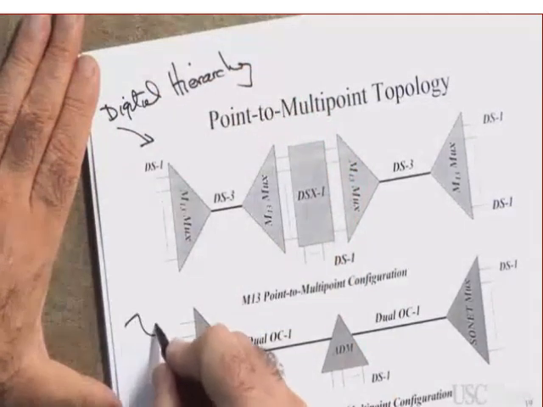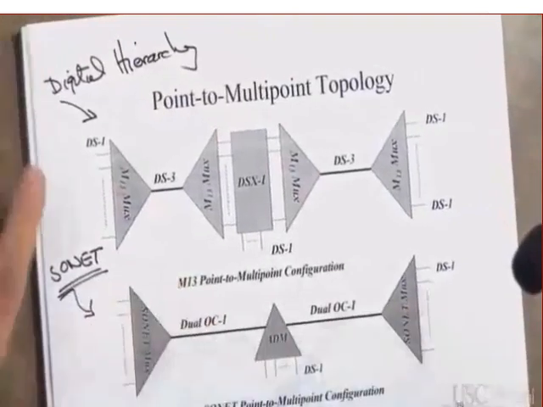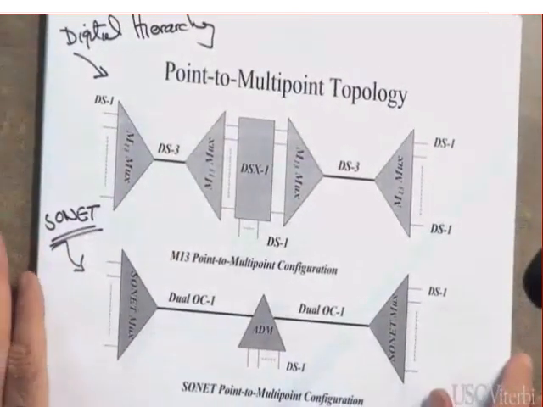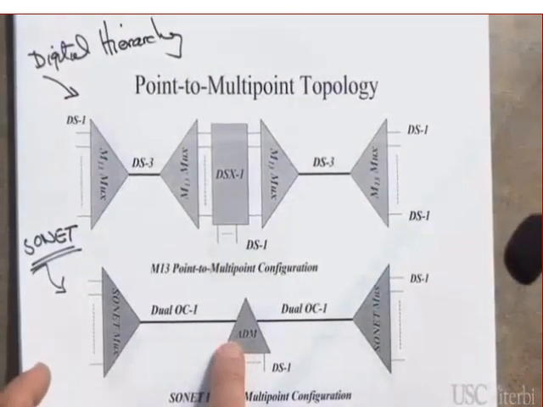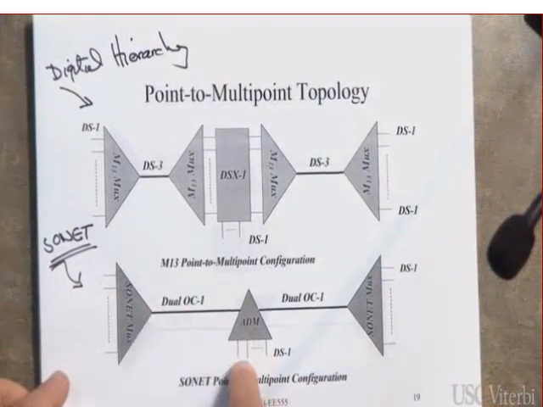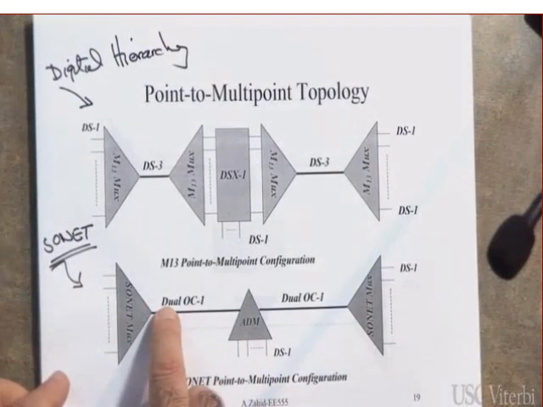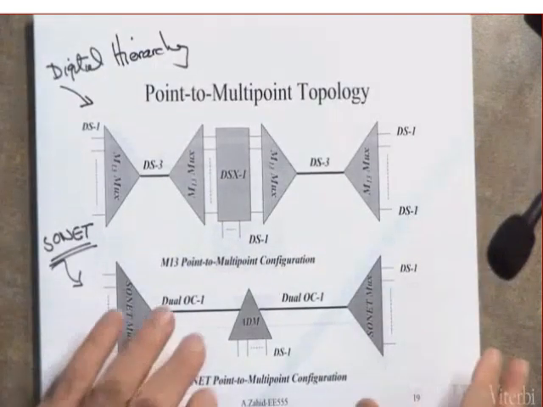This is SONET. Clear? You just need to use an add, drop, mux. Here we have several DS1s. Some of them are, by the way, when it says dual OC1, it means like this. Dual means dual. Clear?